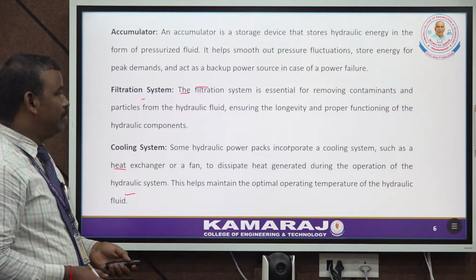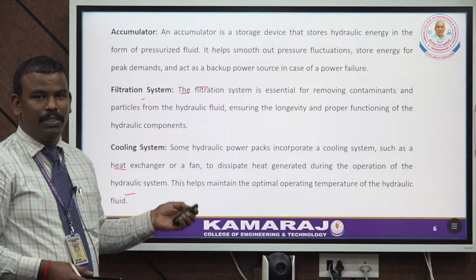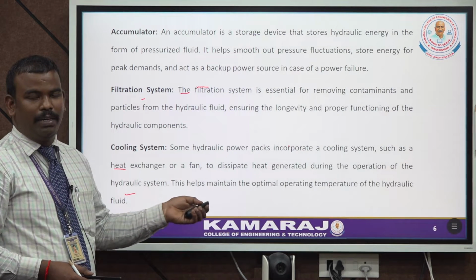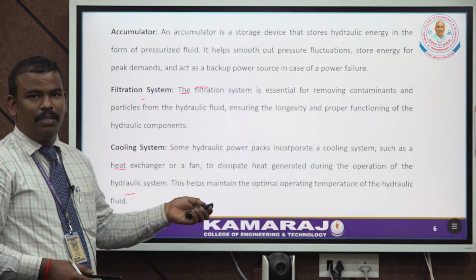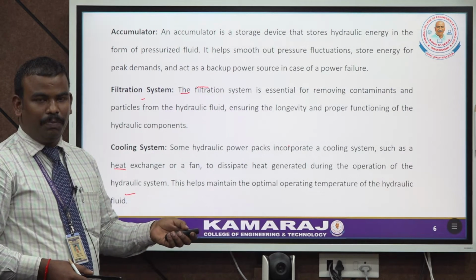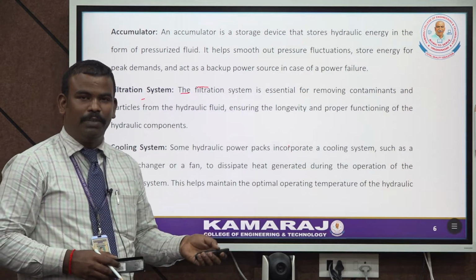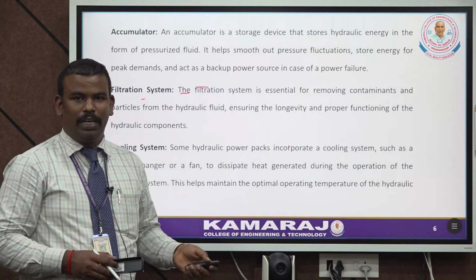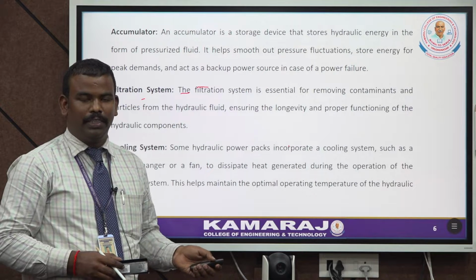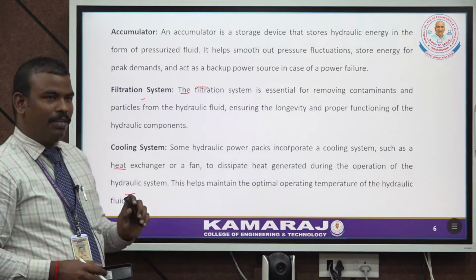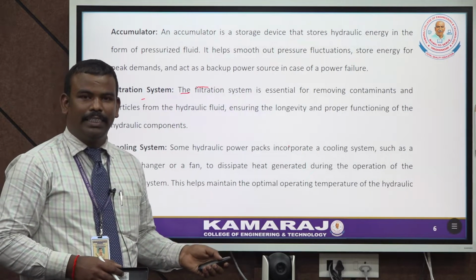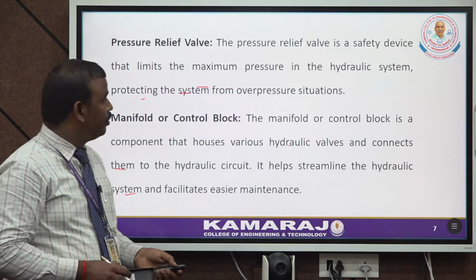Then the filtration system: the oil is filtered by using the filtering system. It is an essential component for purification purposes. Then the cooling system. The hydraulic system works continuously in industrial applications. Therefore, the cooling system is essential in the hydraulic power pack. Mainly, we use a heat exchanger for cooling purposes.